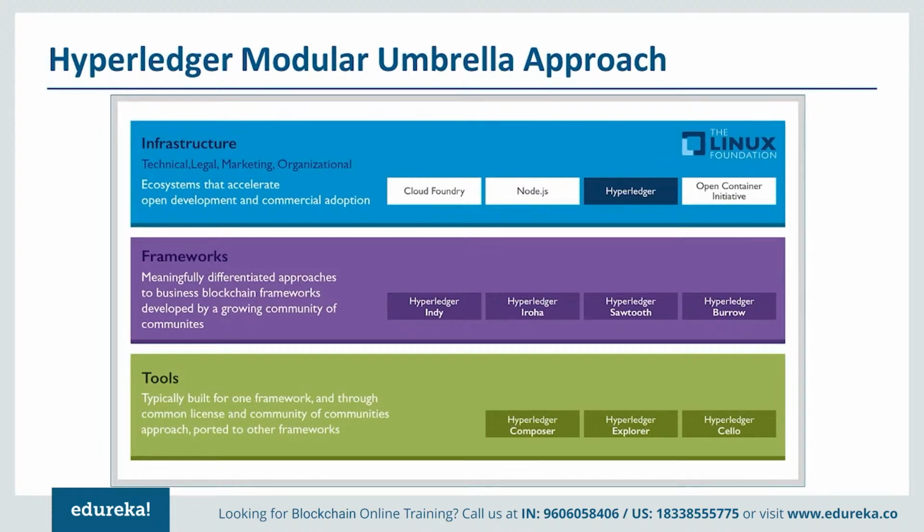Hyperledger Explorer is just like your Bitcoin Explorer or Ethereum Explorer, where you can see different blocks getting created, different transactions getting committed. So Hyperledger Explorer is similar to Bitcoin Explorer.